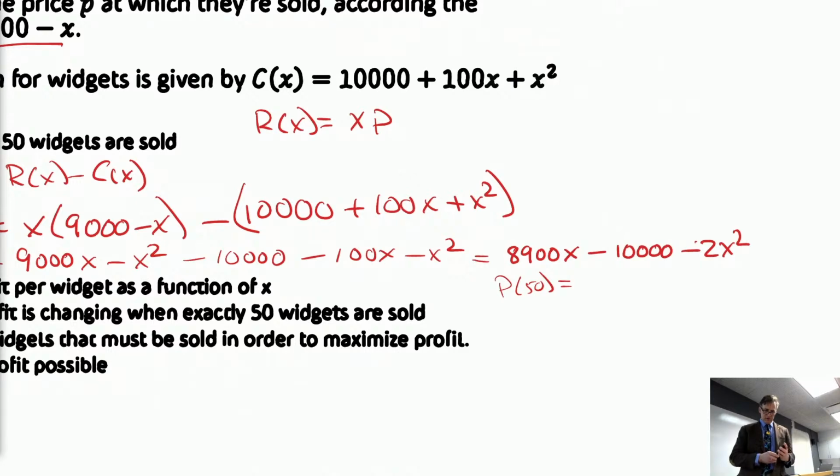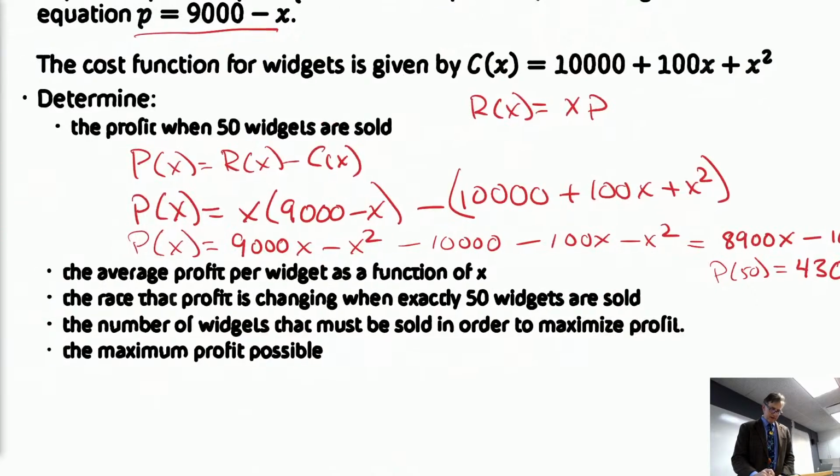Clear, clear, clear. Let's see. 8,900 times 50 minus 10,000 minus 2 times 50 squared. And that gives me a profit of 430,000. Wow, it's a lot of profit.